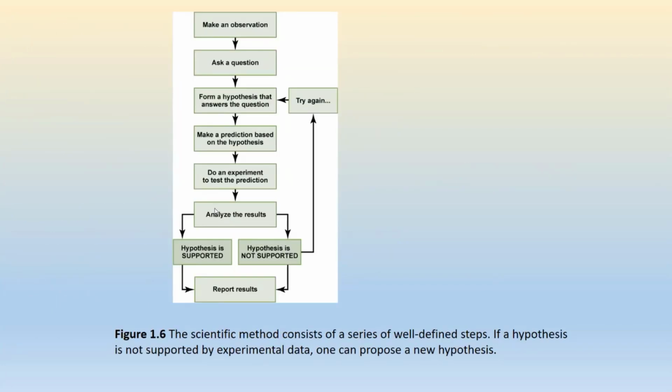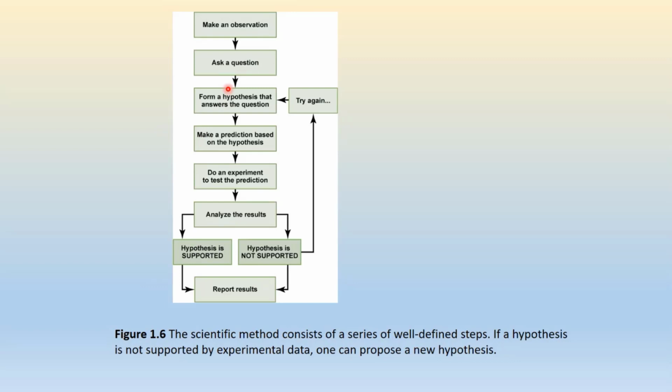So this is a diagram here. Just ignore the figure number. Just know that it's a diagram indicating the scientific method, which consists of a series of well-defined steps. If a hypothesis is not supported by experimental data, one can propose a new hypothesis. So you can see here that you need to make an observation, ask a question, form a hypothesis that answers the question, make a prediction based on your hypothesis, do an experiment to test the prediction, analyze the results, determine whether the hypothesis is supported or not supported, then report the results. If the hypothesis is not supported by the results, you try again.